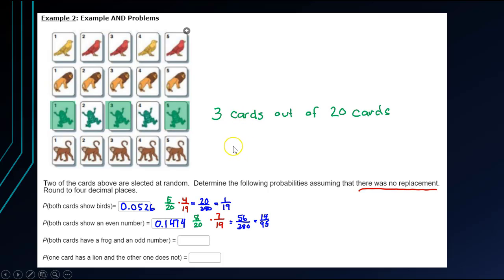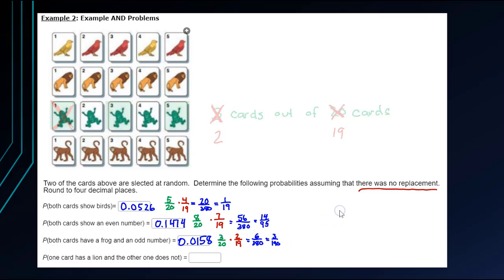And so the first one is going to be a 3 out of 20. Without replacement, I'm going to have 2 of these cards left and 19 cards overall left, which is a 2 out of 19 probability, which ends up being about 3 out of 190 when everything is simplified, which is about 0.0158.